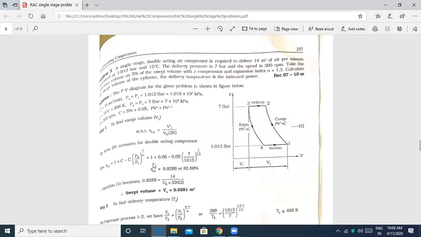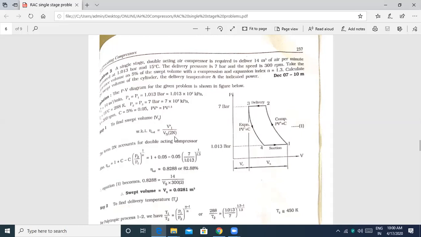So first you have to find the volumetric efficiency as 82.88%. Here the clearance ratio is 5%, 7 is P2, and P1 is 1.013 bar, to the power of 1 divided by 1.3. The N value is given in the problem. So after this, you get 82.88%.